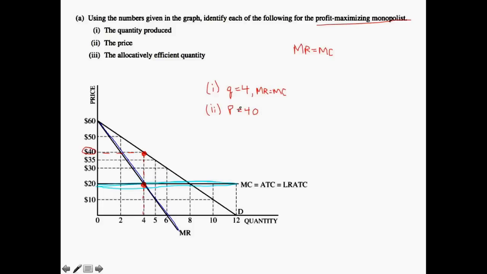Essentially, my explanation here would be we first found that marginal revenue equals marginal cost at a quantity equals 4, and we know that consumers are willing to pay upwards of 40, or at least 4 of them are, and therefore the monopolist will set the price at 40. And the third question is actually asking you for the allocatively efficient quantity.